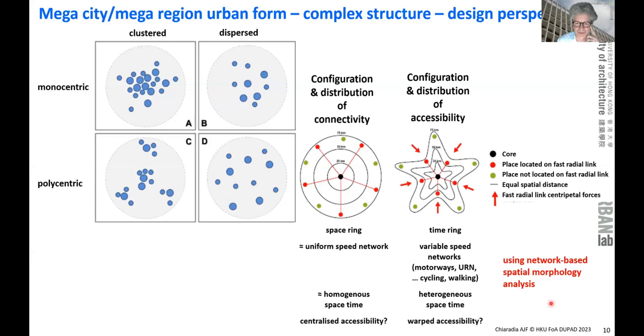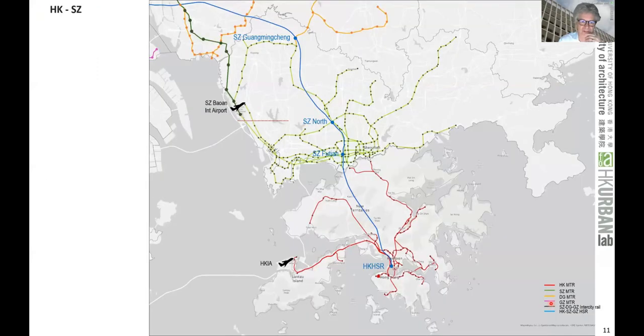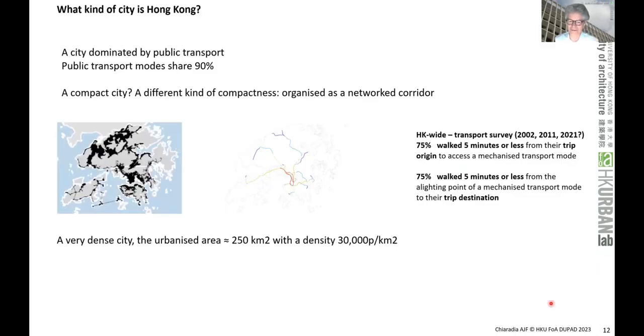Okay, this is zooming onto Shenzhen and Hong Kong. To give you a little bit more, you can see the very dense metro network in Shenzhen on the north side, going from east to west, and Hong Kong, which is more on the south side and a very long line in a way. So to give you a little bit of sense of what kind of city Hong Kong is, it's an interesting question.